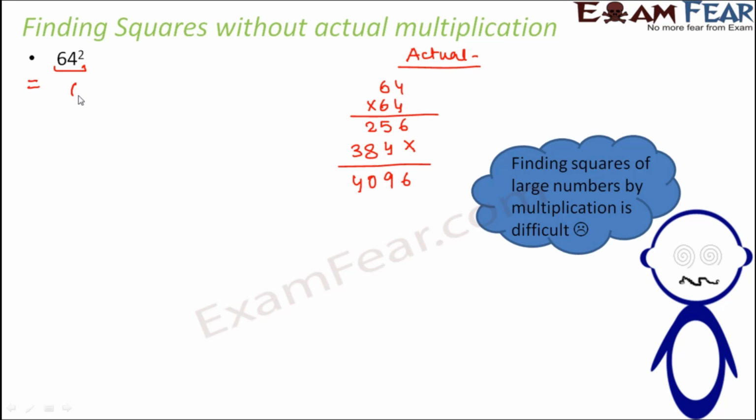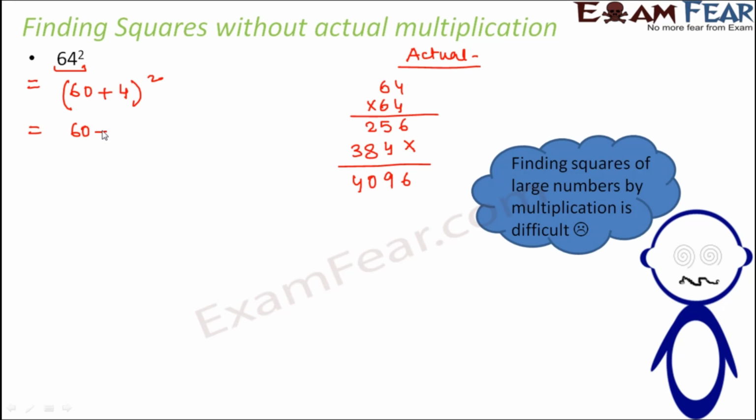So 64, we can write as 60 plus 4. Now why did we write it like this? Because whenever we deal with numbers ending in zeros, like 40, 50, 60, calculation by default becomes easier. That is why we want to represent the given number in terms of a multiple of ten, like 60 is a multiple of 10. So 64 we want to write as (60 plus 4) square.